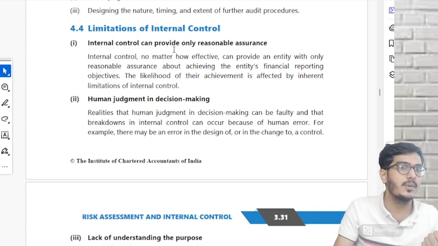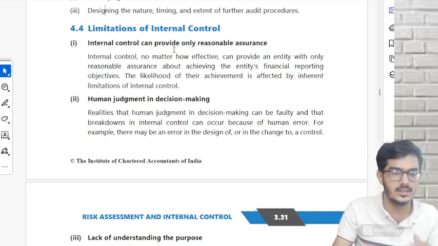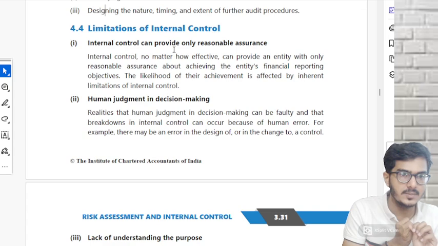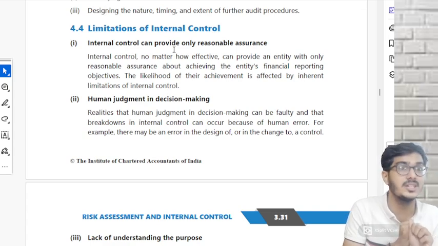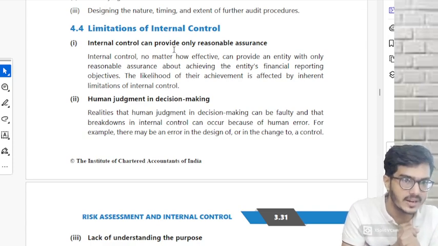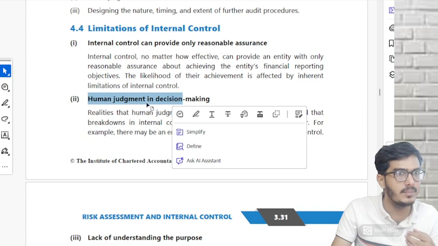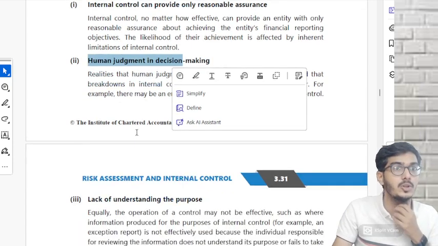Why can internal controls provide only reasonable assurance? Because there are various reasons. It is purely based on judgments. Whose judgments? Management's judgments. They will decide where and how much internal control has to be put. Can there be human errors? Yes, humans can make errors. Human judgment is involved in making decisions on where and how much internal control has to be put.